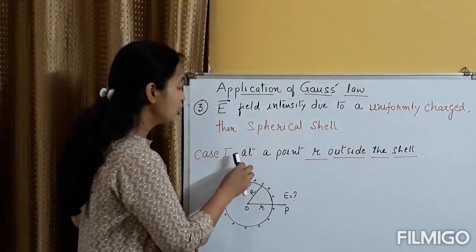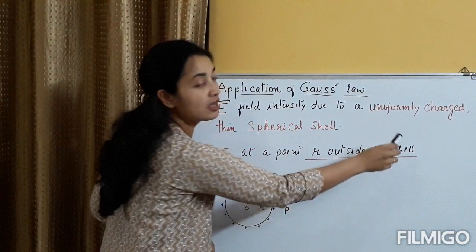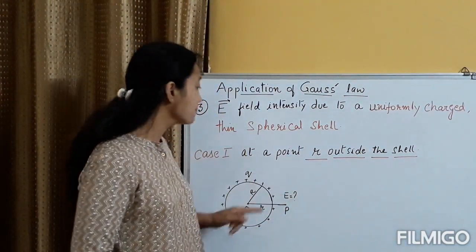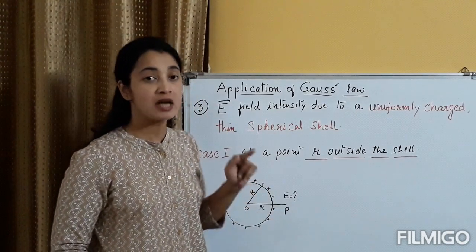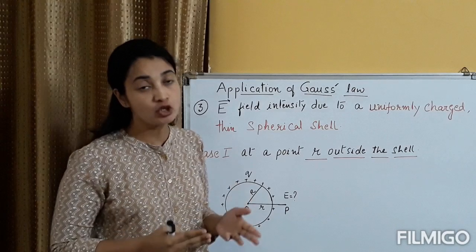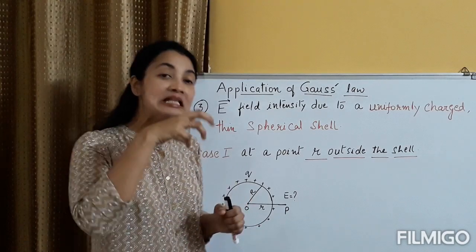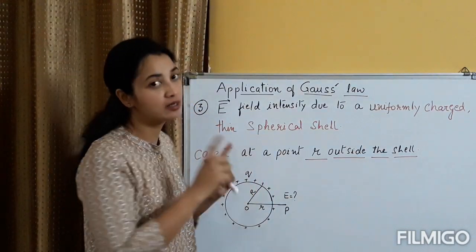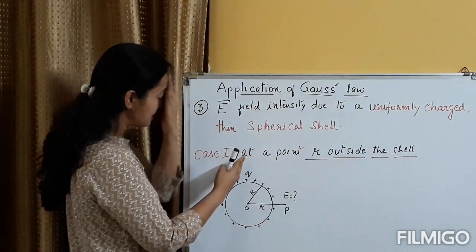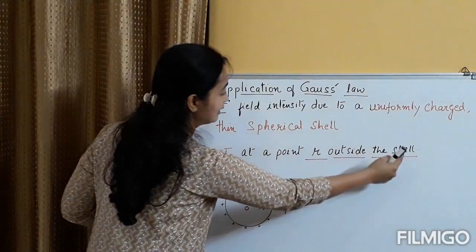First case, when you are having your observation point R outside the shell. Then we will study when the observation point R is on the shell itself. Third situation, when the observation point R is somewhere inside the charged spherical shell. So we will be studying under three cases. The first case is when the observation point R is outside the shell.